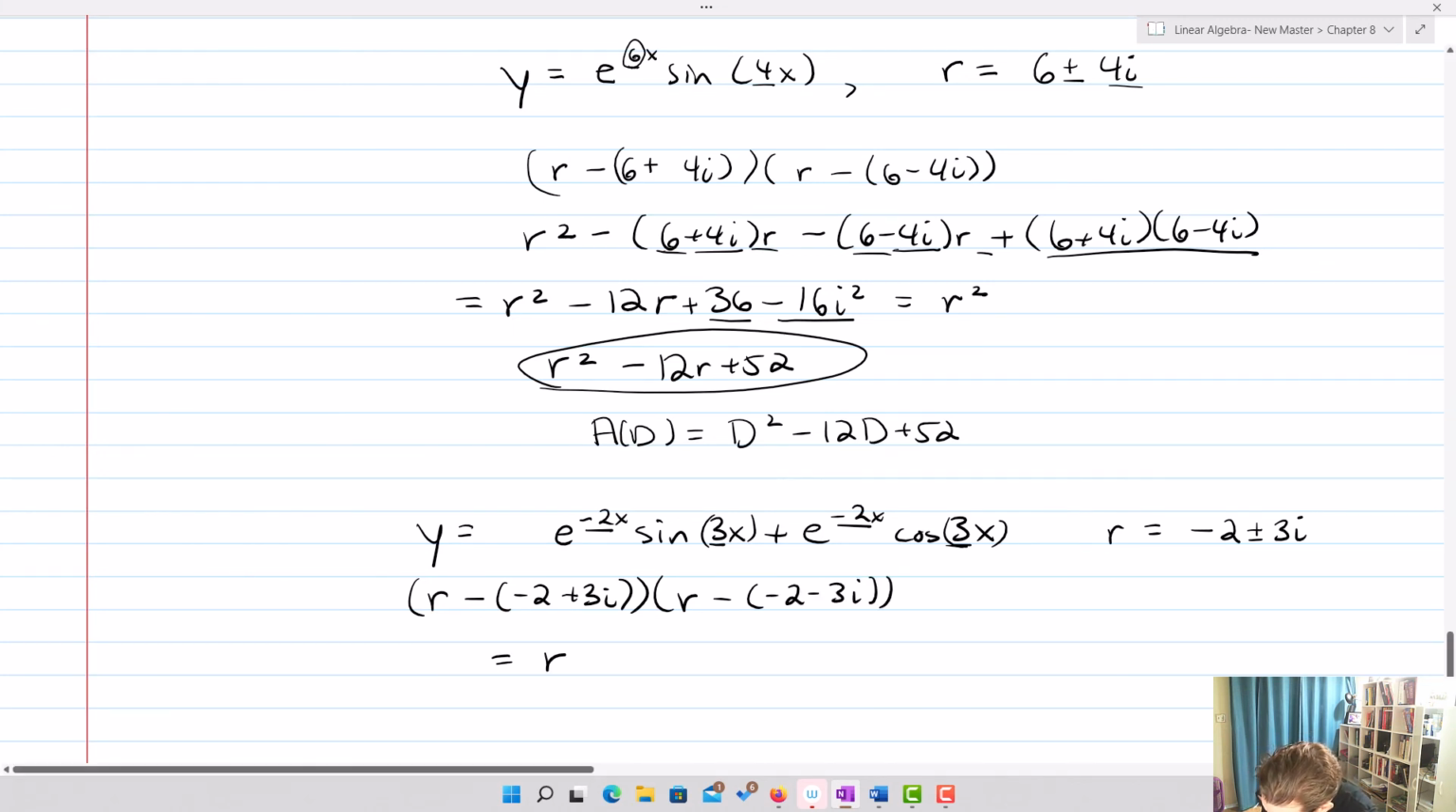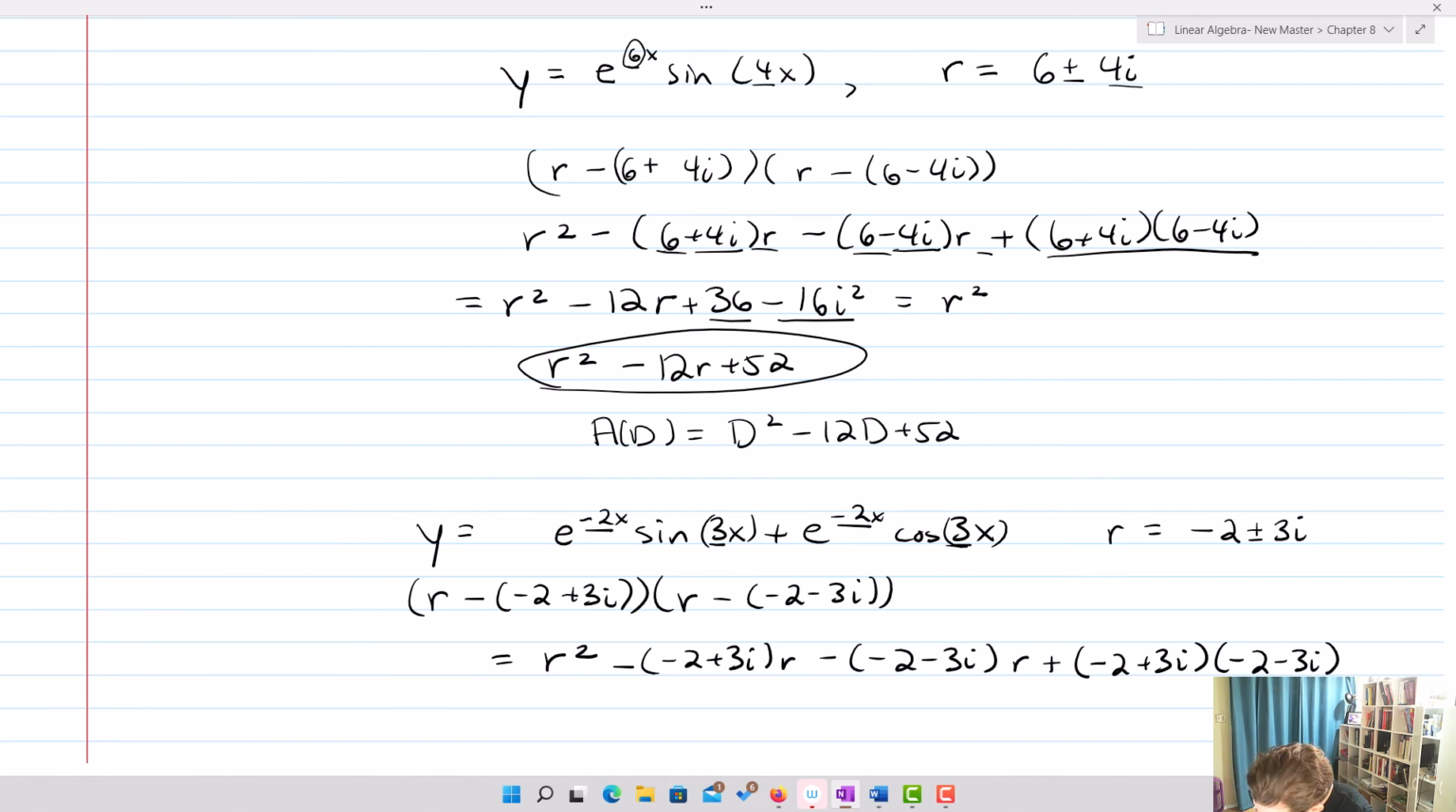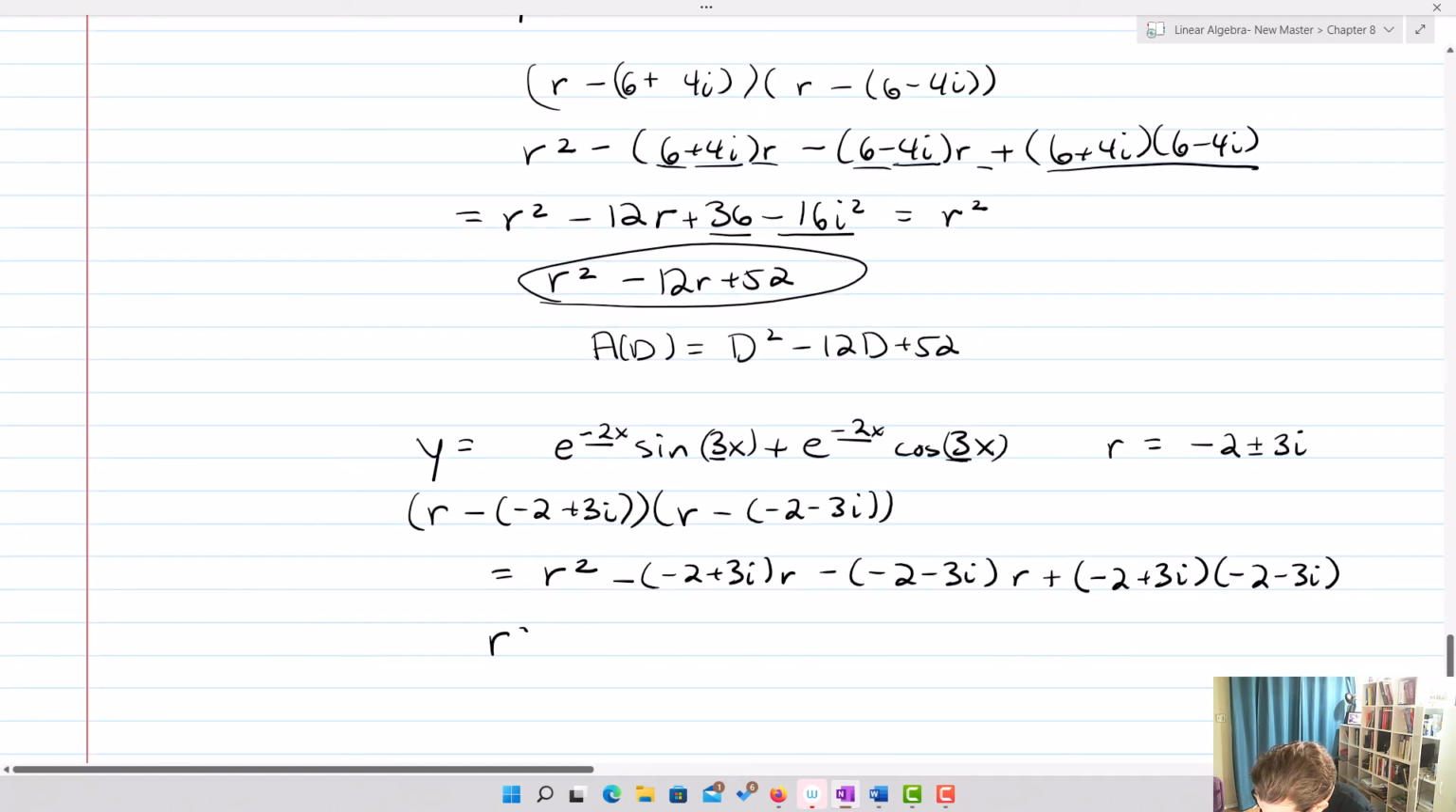And this ends up equaling r squared. And then we'll get minus negative 2 plus 3ir, minus negative 2 minus 3ir, plus negative 2 plus 3i times negative 2 minus 3i. So this gives me r squared. The 3i's are going to cancel because I got a minus 3i and a minus 3i. So I'm going to be left with just the plus 4r. So this is going to be plus 2r plus 2r.